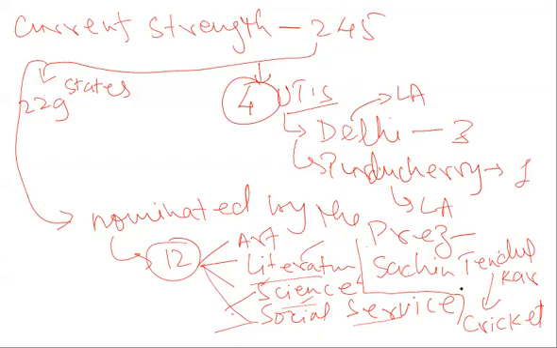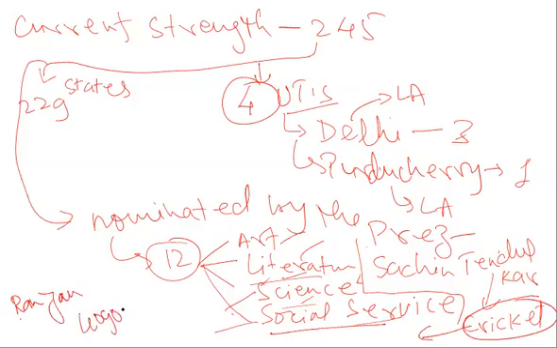Okay, so he was nominated in the field of cricket itself. Don't get confused that Sachin Tendulkar was nominated under the category of social service or literature or art. No, he was nominated under the category of cricket itself. And this was the reason that the nomination of Sachin Tendulkar and even recently retired Chief Justice of India Ranjan Gogoi, he was also appointed to the Rajya Sabha.